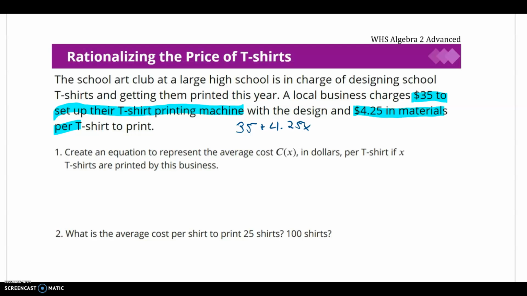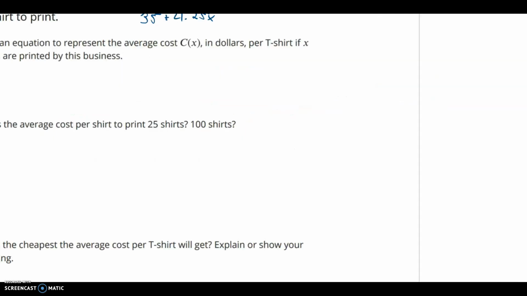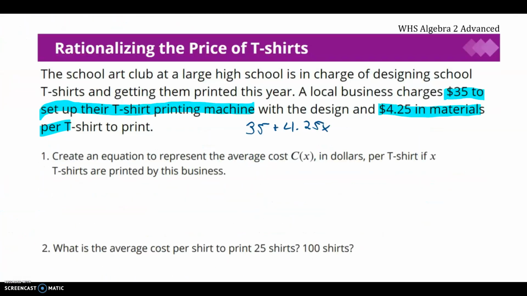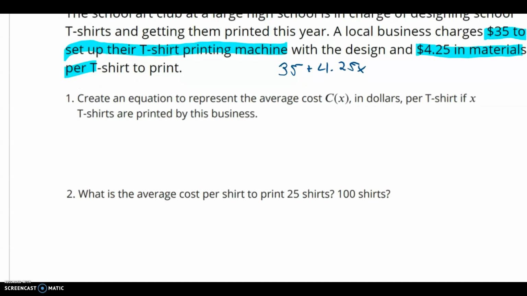But now we want to create an equation, a function that represents the cost as a function. We want to find the cost as a function of the number of t-shirts you buy, but we want it per t-shirt. This is the important part. We want it per t-shirt. So I know that it's 35 plus 4.25x. That's what the business is going to charge us.